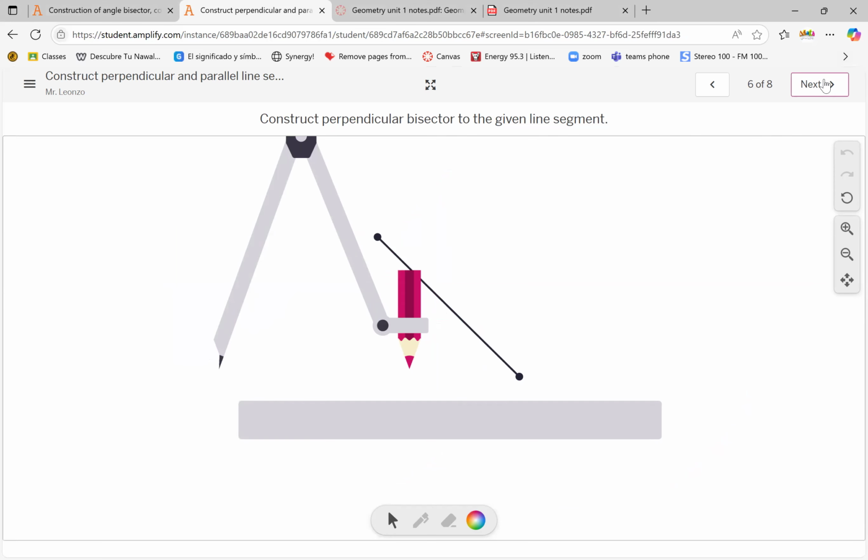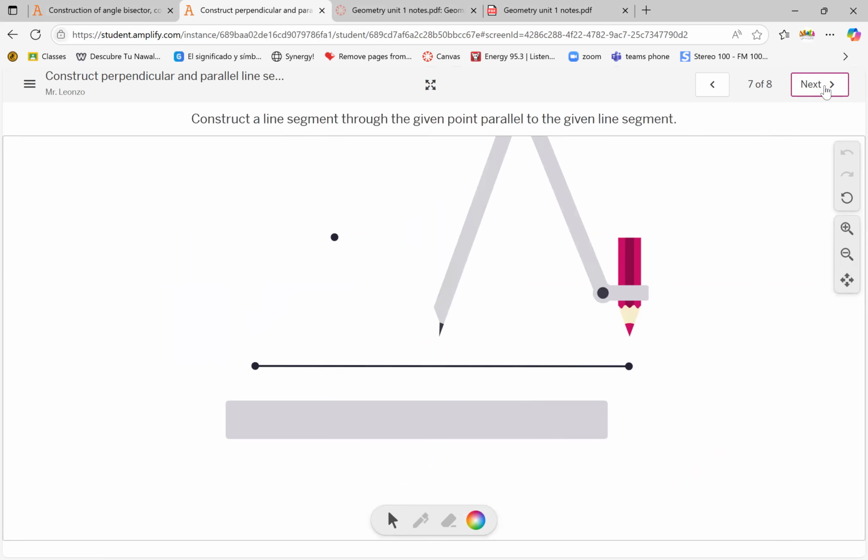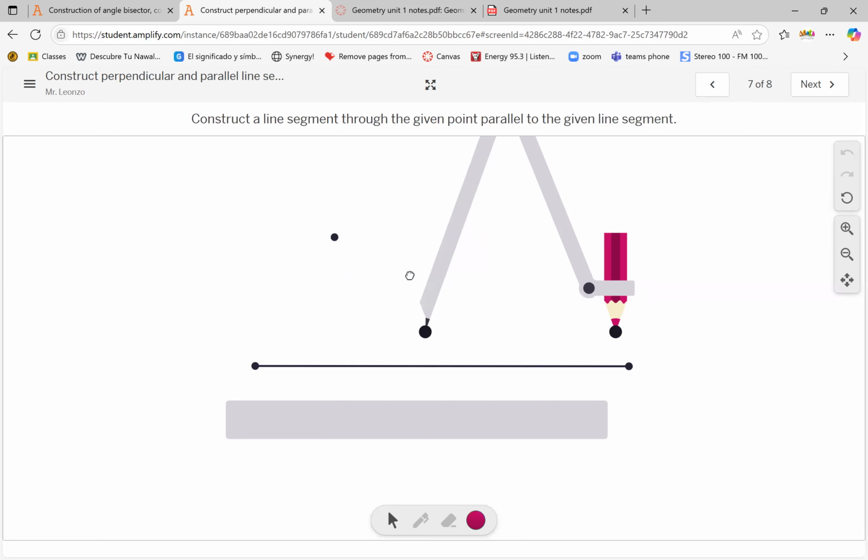So that's not bad. Now the last construction is construct a line segment through the given point. So it has to go through the given point parallel. So that means it crosses, but the lines don't cross. So a line through the point, but my lines do not cross. Okay, this is what we're going to do. There's many ways how to do this.